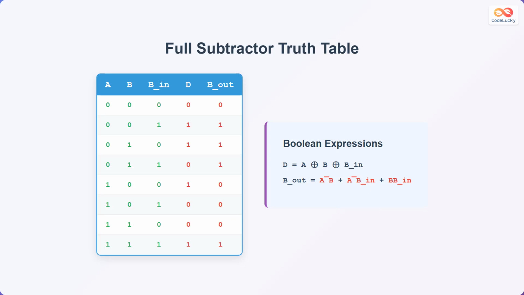Here's the truth table for a full subtractor. The full subtractor has 3 inputs, A, B, and B in, and 2 outputs, D the difference and B out the borrow out. Boolean expressions for the full subtractor are D equals A XOR B XOR B in, and B out equals A bar and B plus A bar and B in plus B and B in.